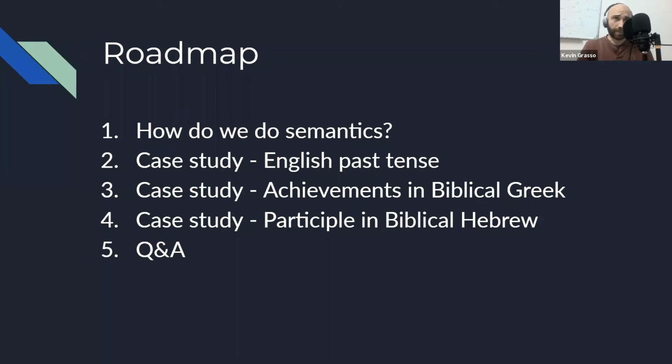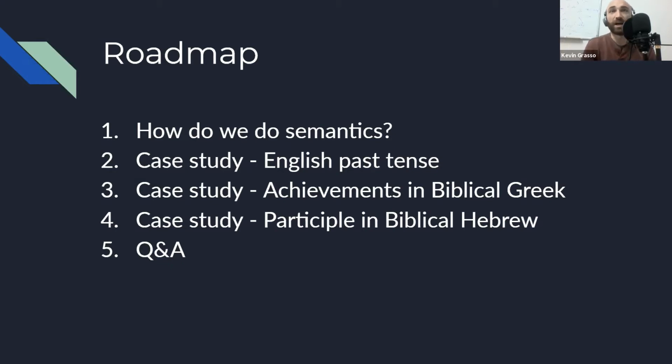So here's what we're doing. We're going to first talk about how to do semantics. That'll basically be, how do we apply semantic theory to really any sort of morpheme we want to analyze? And then we'll do a case study in English. I think it's really important to look at English first. If you can't analyze English, then you cannot analyze a language that you are not a native speaker in. That's just how it works.